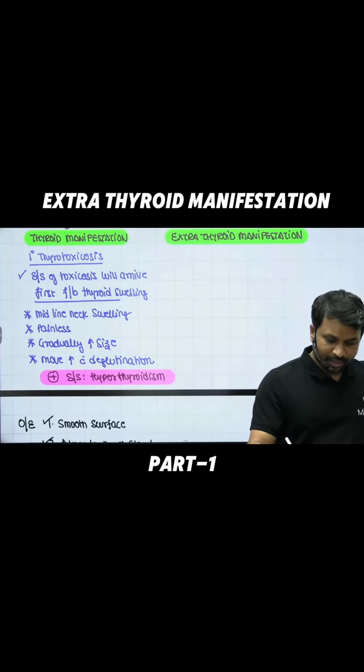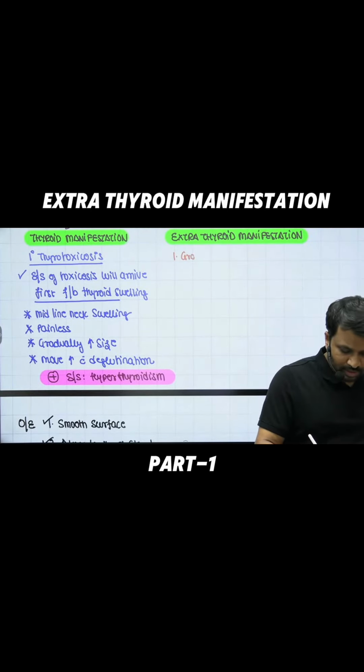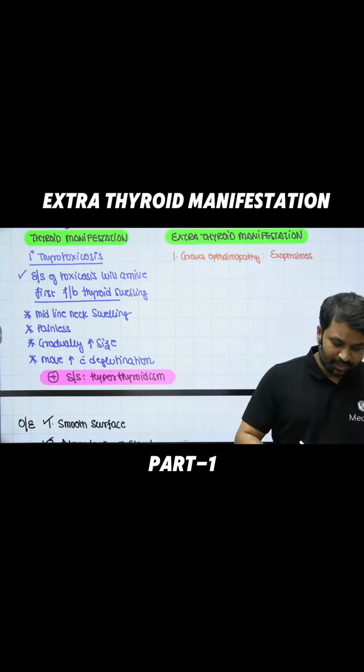In the extra thyroid manifestation, number one, you have something called Graves ophthalmopathy, which is also called exophthalmos. So what is this exophthalmos that is going to happen?